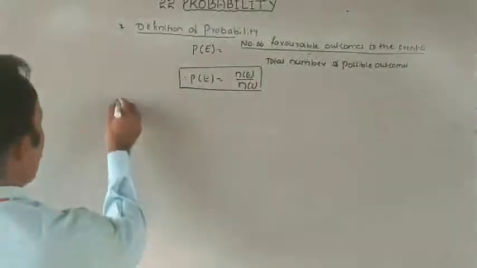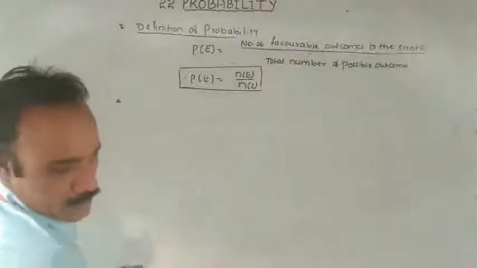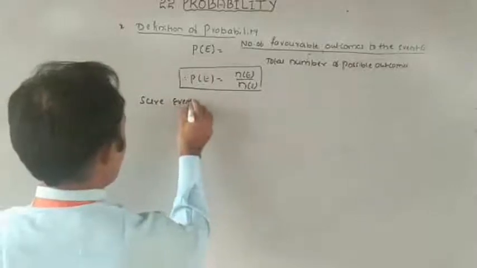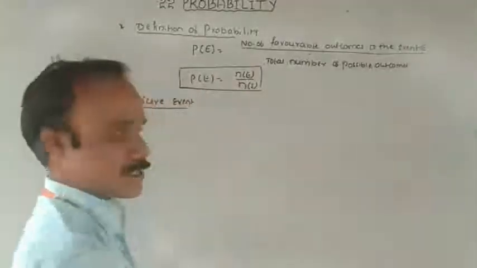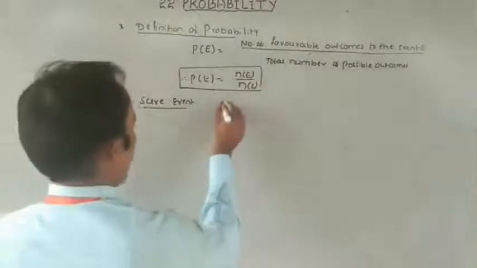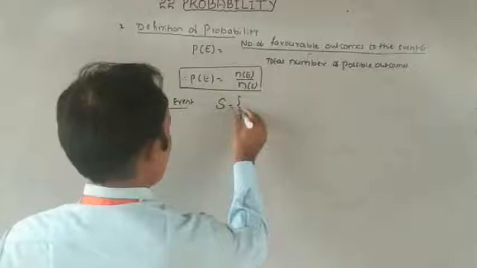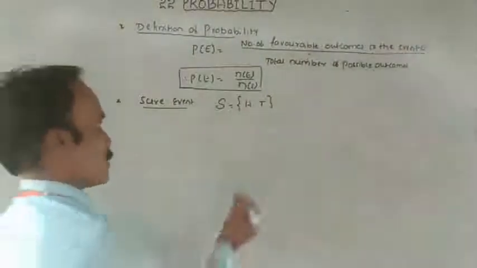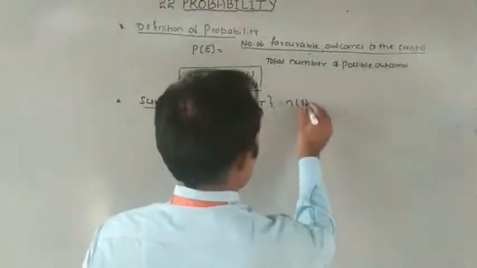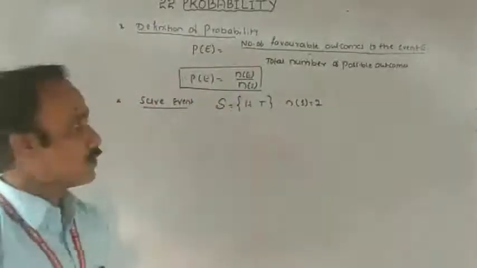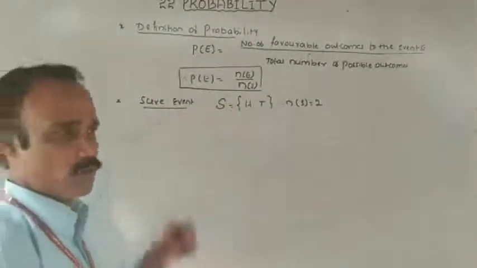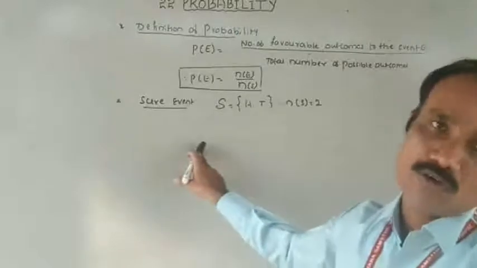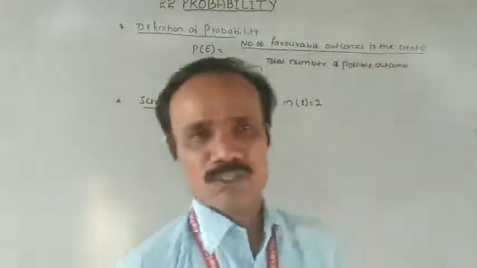Now next point, that is sure event. Next definition. Again consider a random experiment, tossing a coin. Then the sample space is head appears or tail appears. What is the value of total number of possible outcomes? Now consider an event. Event means a subset of the sample space is called an event.